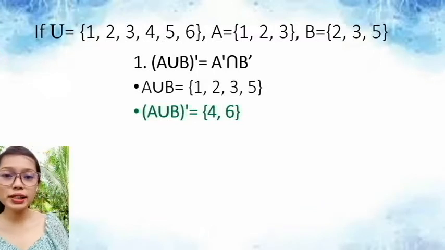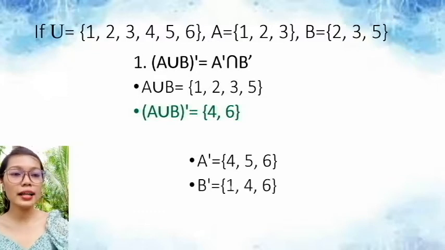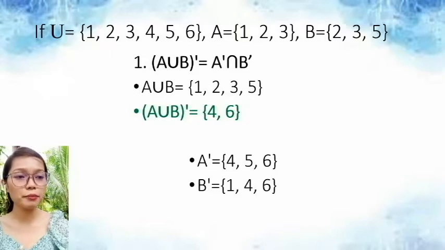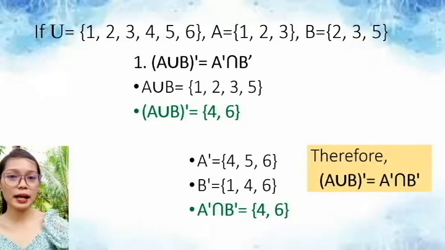Let us see if it is also 4 and 6 on the right-hand side. Let us simplify first A prime. What is A prime? What is in the universal set but not in A? Okay, 4, 5, and 6. What are the elements of B prime? What is not in B? That is B prime. Okay, so 1, 4, and 6. What is the intersection of A prime and B prime? Yes, 4 and 6 again. Therefore, the complement of A union B is equal to A prime intersect B prime. So our first De Morgan's Law is correct based on our example.